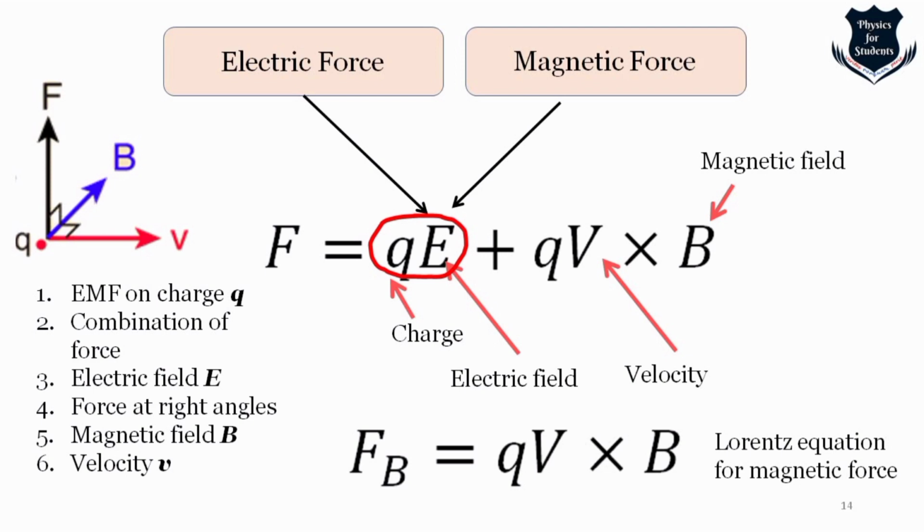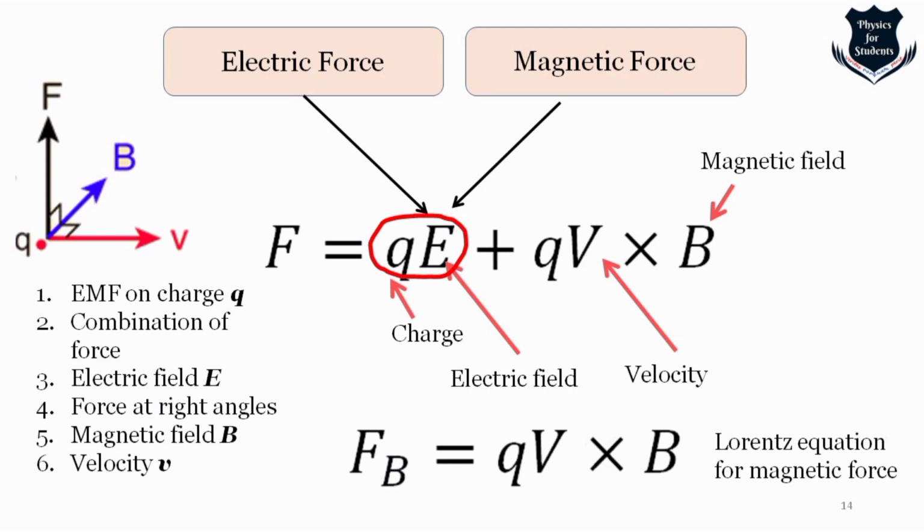You might be wondering why we require the Lorentz equation. This is important because we take the normal Lorentz force equation and substitute F sub B, which means force by magnet, and then we eliminate the QE part, and what we get is the Lorentz equation of force.